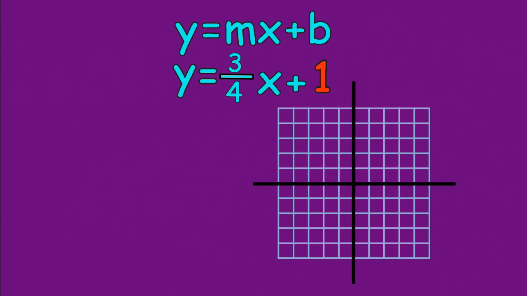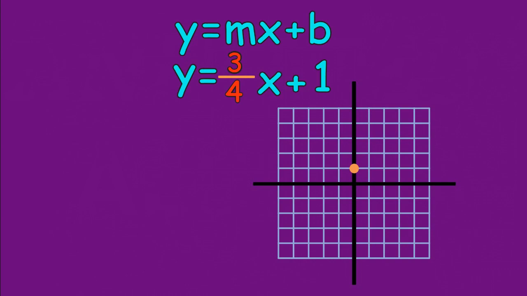This is the y-intercept. You can tell it's the y-intercept because it doesn't have an x next to it. It's called the y-intercept because it tells us where the line is going to intercept or cross the y-axis. We begin by graphing the y-intercept, 1. Since we know it's going to cross the y-axis, we can start at the origin and go up 1 square. Put a dot to mark the spot.